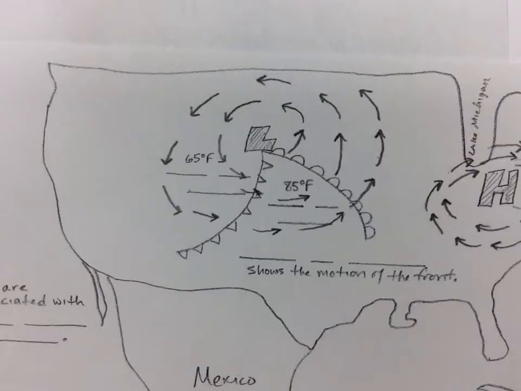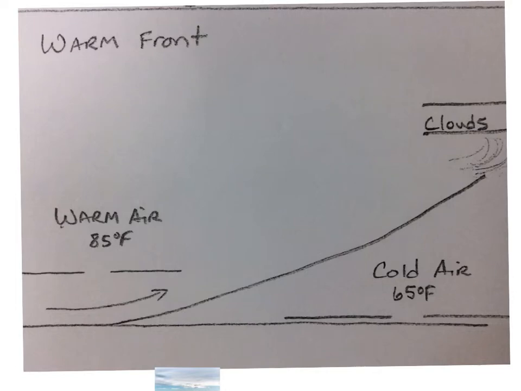So we've taken care of what the cold front would look like on a weather map and in real life. Now let's take a look at what a warm front would look like and what happens with that. So here's our warm front picture. If we take a look at the side of a warm front coming in, what we have is warm air, 85 degrees, moving over the back of cold air at 65 degrees.